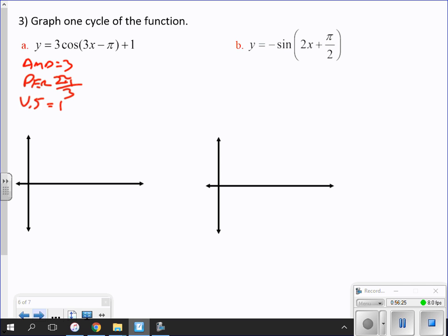Okay. Now to get the phase shift, which is probably the most difficult thing to do when we get to graphing it. Our phase shift, what do we have to do? We have to factor 3 out of this. So we get 3 times x minus pi over 3. So our phase shift is pi over 3, which means the whole graph is going to move over pi over 3.